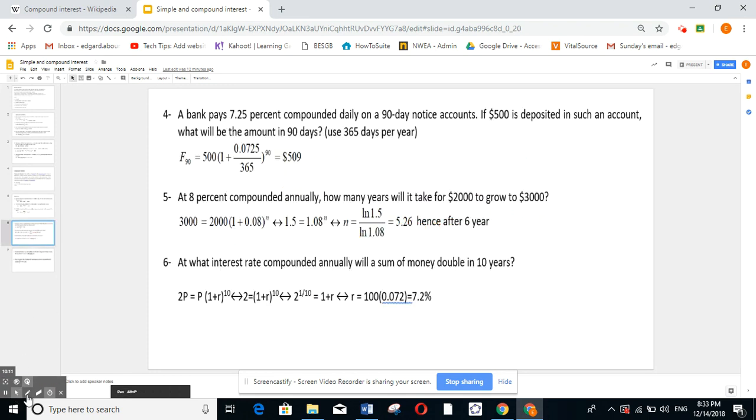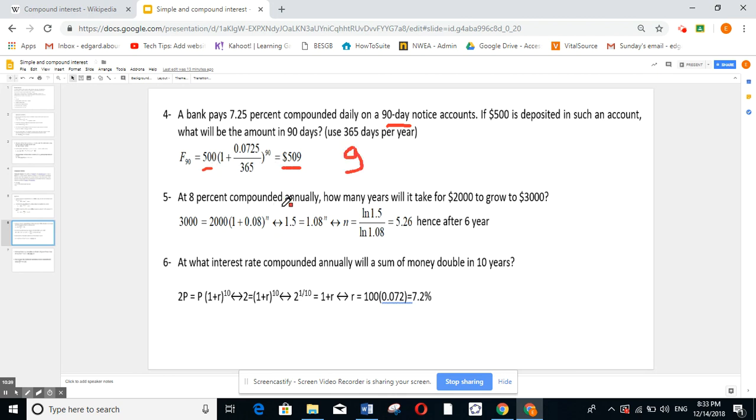Another example. A bank pays 7.25% compounded daily. Since it's daily, after dividing this by 100, you're going to divide it by 365. You're going to put it for 90 days only. So the power is the number of days, it's 90. And you're going to put $500. So you're going to get 509. And the interest gained will be 509 minus 500. It will be $9 gained in these 90 days.